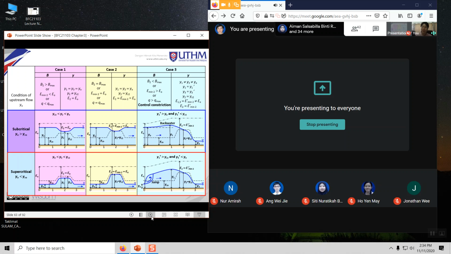That means y2 is equal to yc. For case 3, yes, your y2 is equal to yc. But your y1 and y3, you need to find new ones, similar to yesterday's case. Now, your new y1 is always subcritical, and your y3 would always be supercritical flow condition. Now, how are you going to find your new y1 and y3?